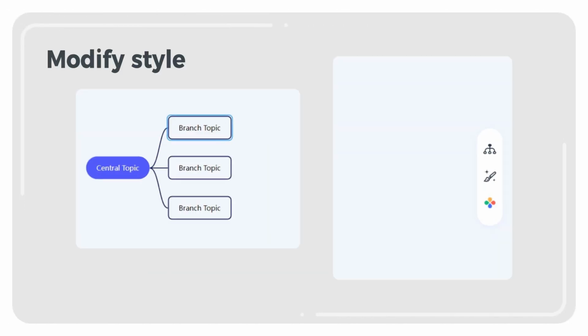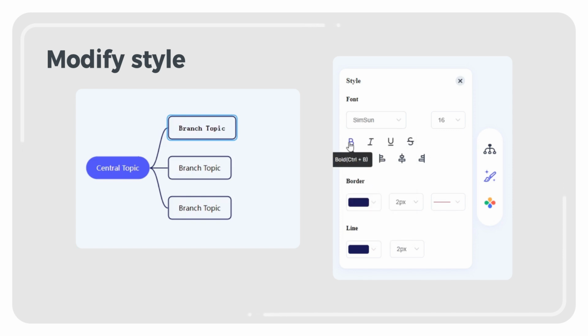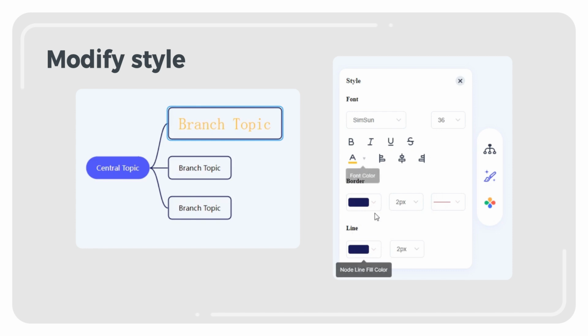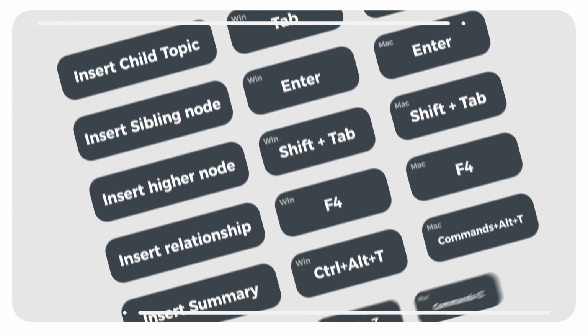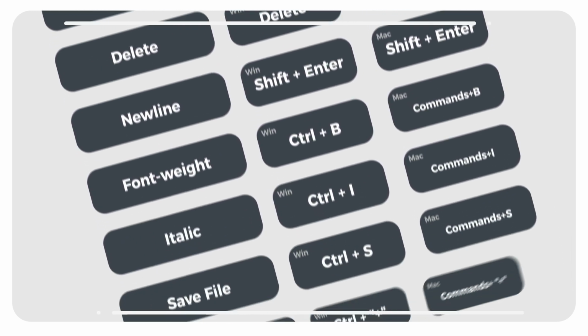Select the branch theme and modify the text style and border color in the Style function on the right. There are even simple shortcuts to help you finish your mind map quickly. This is all about PDNob mind mapping.